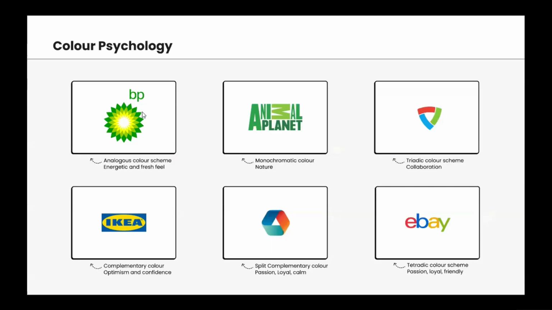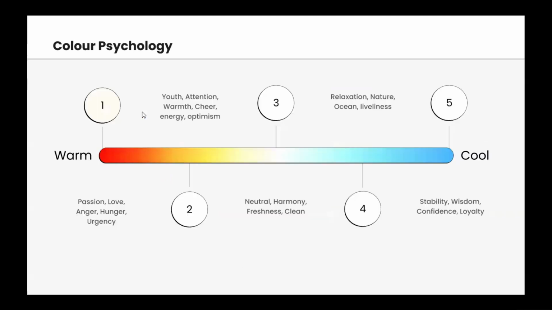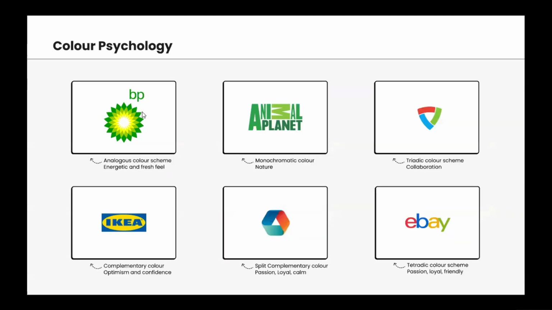BP used this color scheme to inform their color psychology. The yellow in BP, I think the energy company, could mean energy. And green could further push the audience toward green, safe energy. Then Animal Planet, in their brand logo, used green. When looking at it, you already understand that it's nature. They are trying to represent nature here.